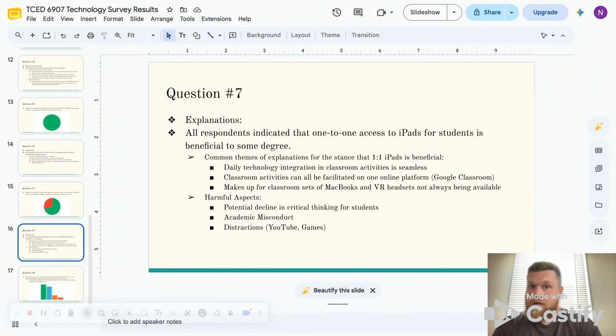Students must be monitored in this situation, which was something that was brought up by the respondents who expressed that concern. Academic misconduct, the use of AI to answer questions for students, and copying and pasting were also brought up as well, and distractions: YouTube, games, etc.